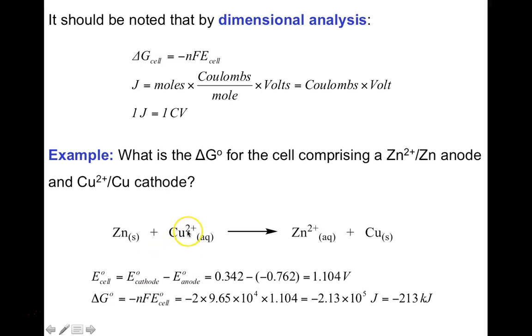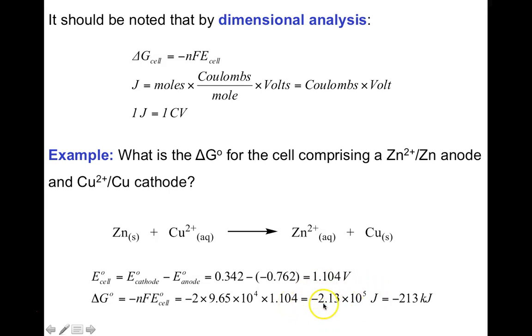I just have to think about how many electrons are being transferred. The copper 2 plus ion is being reduced by 2 electrons. The zinc metal here is being oxidized by 2 electrons. So 2 electrons are being transferred, so my n is 2. Faraday's constant is 9.65 times 10 to the 4, and then my cell potential, which I calculated previously, is 1.104 volts.